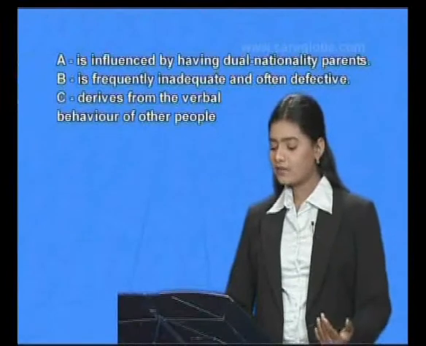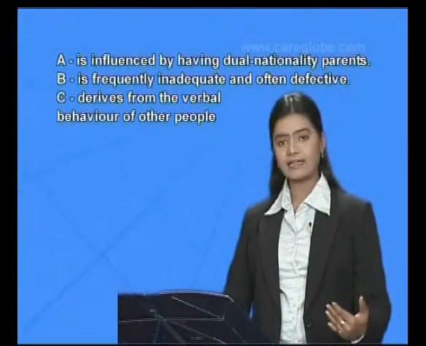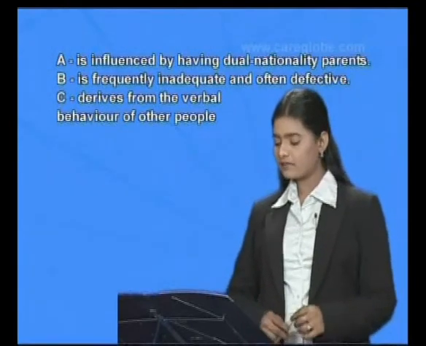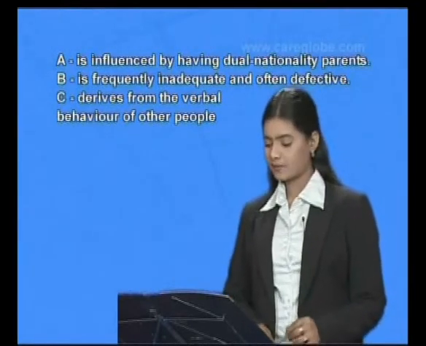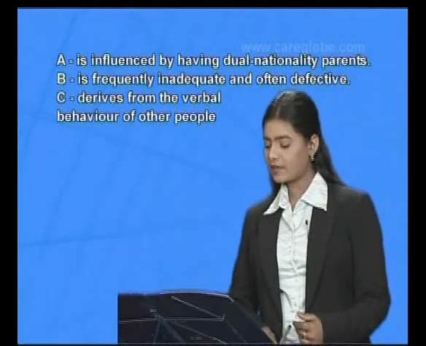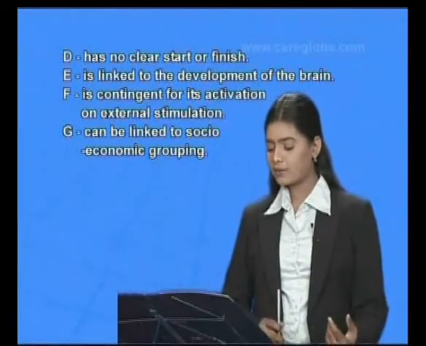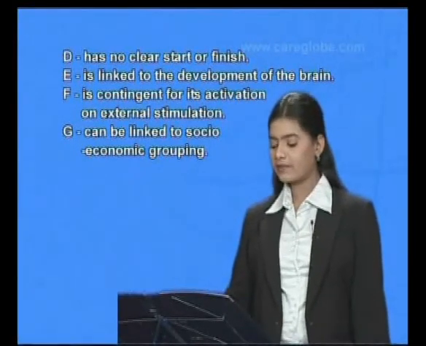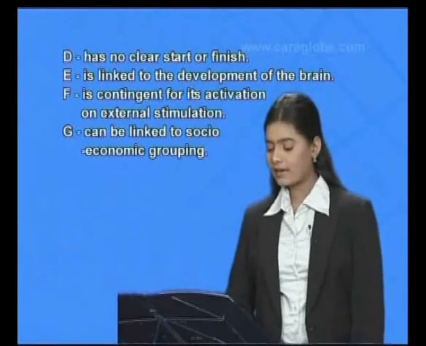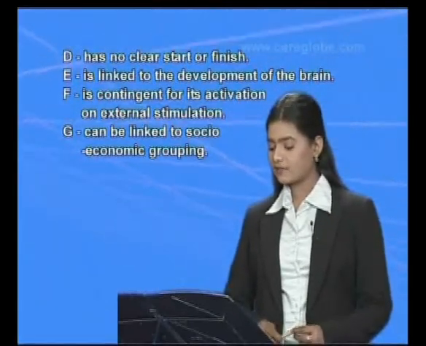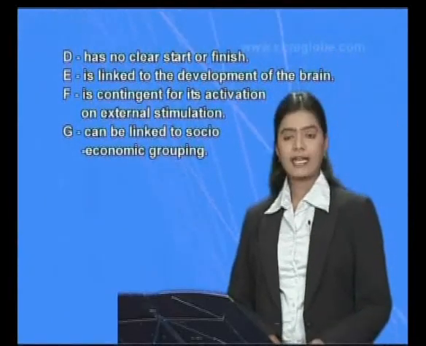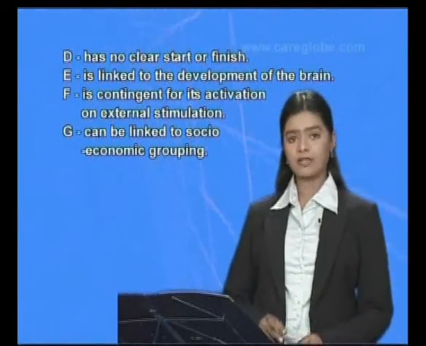A is influenced by having dual nationality parents. B is frequently inadequate and often defensive. C derives from the verbal behavior of other people. D has no clear start or finish. E is linked to the development of the brain. And F is contingent for its activation on external stimulation. And G can be linked to socio-economic grouping.